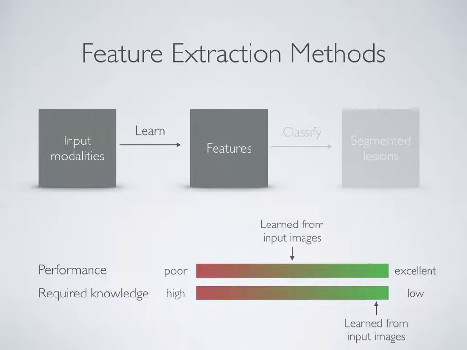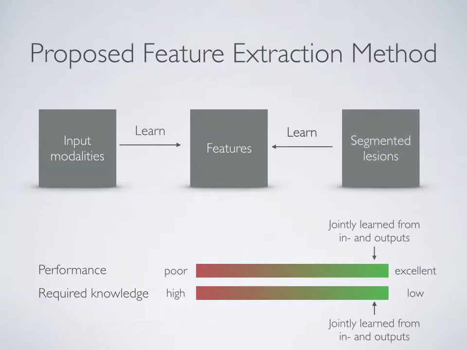Recently, unsupervised feature learning approaches have shown great promise for extracting a rich set of features that are tuned for a particular image domain without requiring any domain knowledge. We propose a novel feature learning approach that leverages not only a set of input images, but also corresponding lesion masks to learn a set of features that are tuned to the input domain and segmentation task.